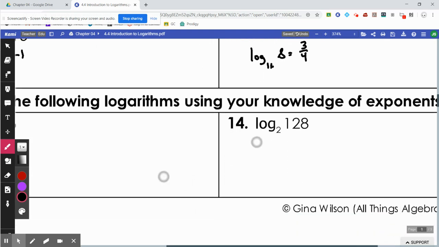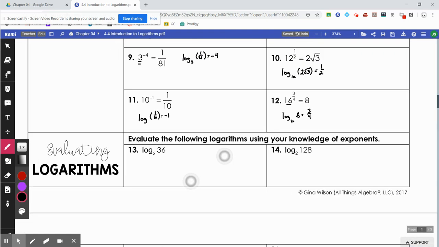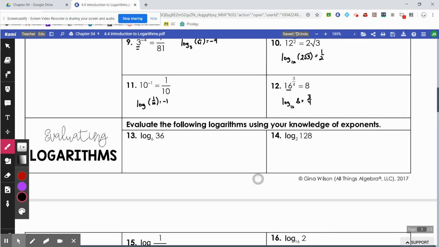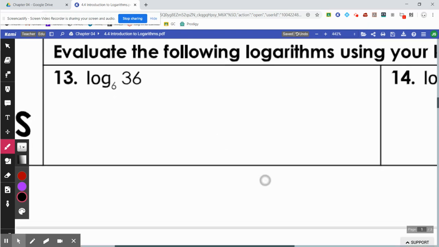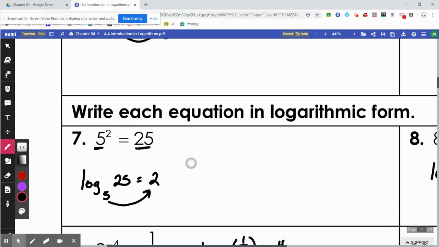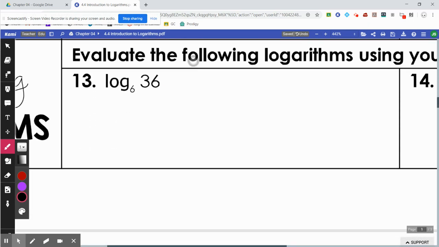Now, as it says on the next part, evaluating logs: evaluate the following logarithm using your knowledge of logs. So what we're going to do here, if you need to rewrite it, before we start, you could put out here equals x. So that you can say, okay, now 6, if I rewrote that, that'd be 6 to the x power is 36. Then you can see what it's equal to. Or you can get to a habit of, to evaluate this, you're saying 6 raised to what power is equal to the argument.